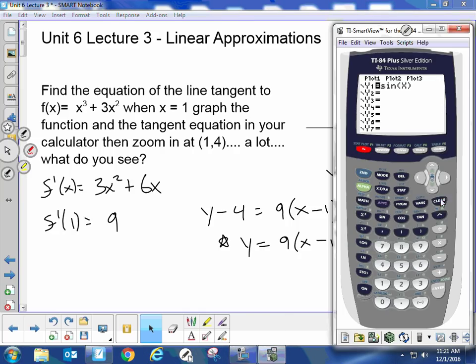Y equals x cubed plus 3x squared. And then I'm just going to write 9 times the quantity of x minus 1, plus 4. Just like that. And let's zoom standard. Zoom standard. And there's that x cubed graph. And there's my tangent line, right? So I'm going to go trace and type in 1. It takes me right to (1, 4). And then I'm going to zoom in.